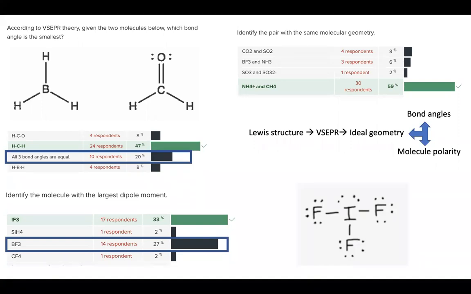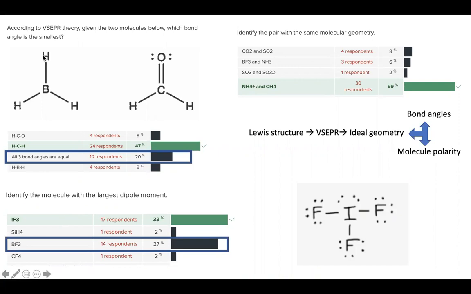I've seen some questions where it says a non-zero dipole moment. They mean a polar molecule. Non-zero dipole moment means it has a dipole moment. It's a positive number. It's a polar molecule. If I look within the choices right here, I only see one polar molecule.